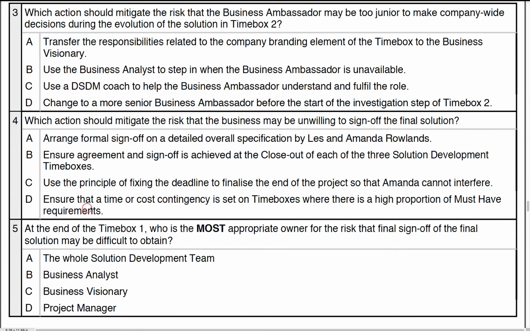Right, finally, ensure that the time cost contingency is set on time boxes. There is, but it's 0. So therefore we do not do that. We still ensure that there is a contingency of could-haves somewhere in the time box, even if there's a high proportion of must-haves. And sometimes those must-haves could be broken down into smaller requirements at some point. So that's not a good answer either. In fact, we saw the answer was actually B, but just confirming the other 2 are not considered answers either. So the answer there is B.